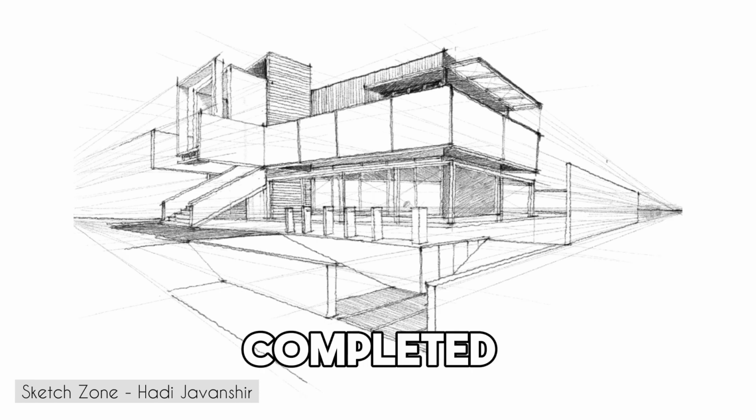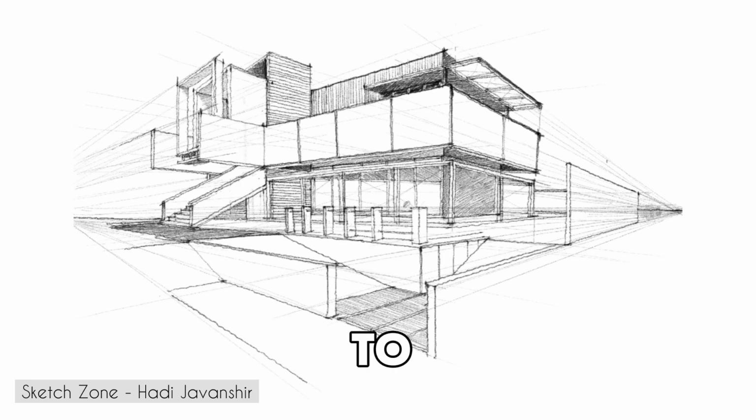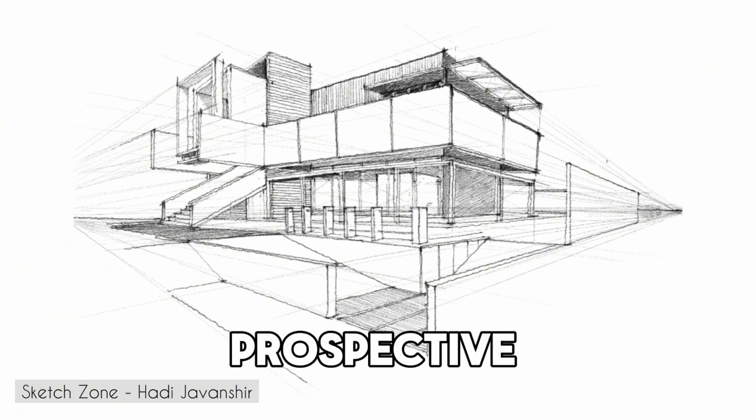We have now completed the basic shape of the building. To add some details, we can draw some windows and doors on the walls. To do this, we need to draw some vertical and horizontal lines inside the walls, following the same perspective rules.